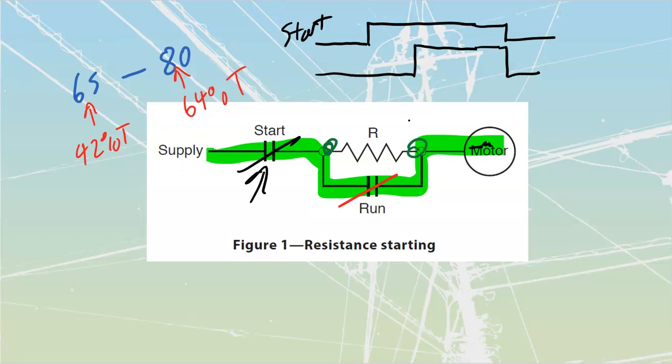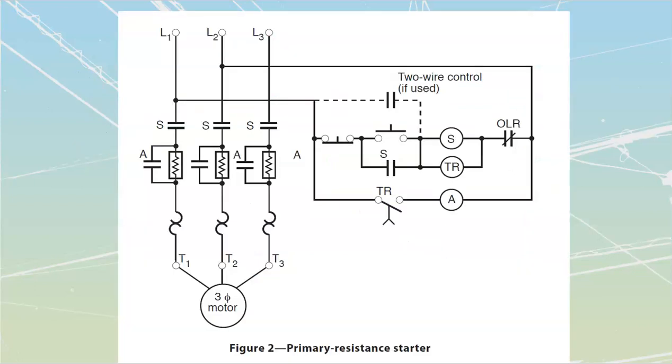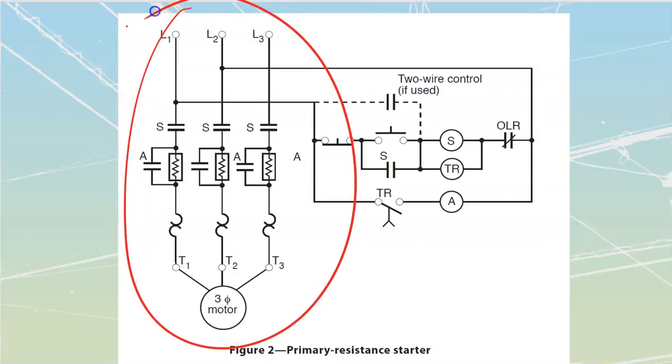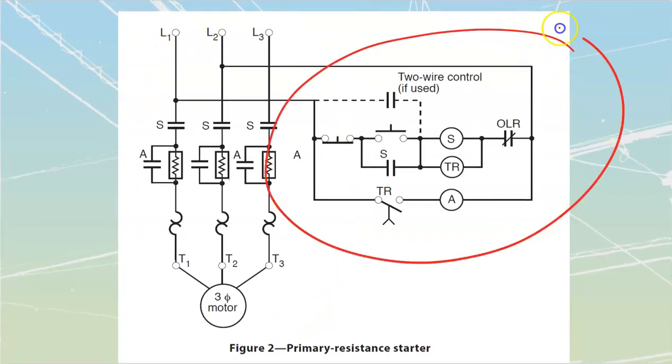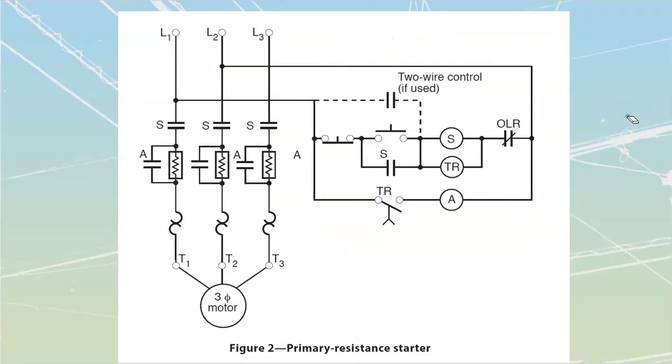Let's take a look at an actual component one now instead of just looking at the one-line diagram. As a component, we should be able to recognize a number of things. First of all, we are going to have our power circuit, which is going to be this section over here. And then we are going to have our control circuit, which is going to be this section over here. Let's analyze the power section first.